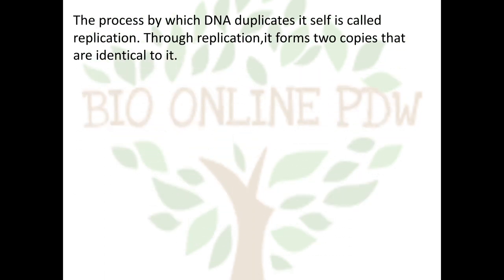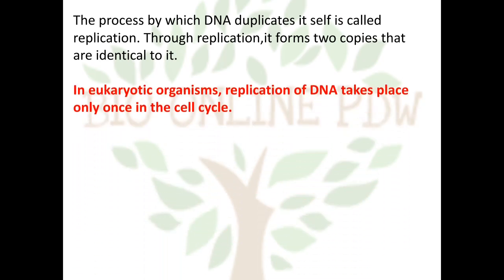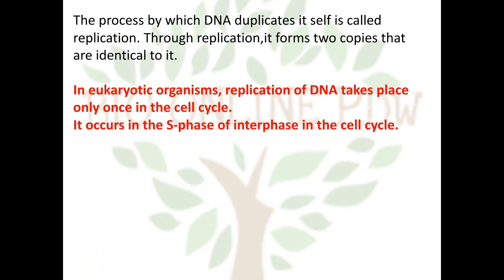Okay, so the process by which the DNA duplicates or forms a replica of itself, an exact copy of itself, is called replication. Through replication, it forms two copies that are identical to it. In eukaryotic organisms, replication of DNA takes place only once in the cell cycle. It occurs in the S phase or synthetic phase of interphase in the cell cycle. In the 11th standard, we have studied the cell cycle in detail.